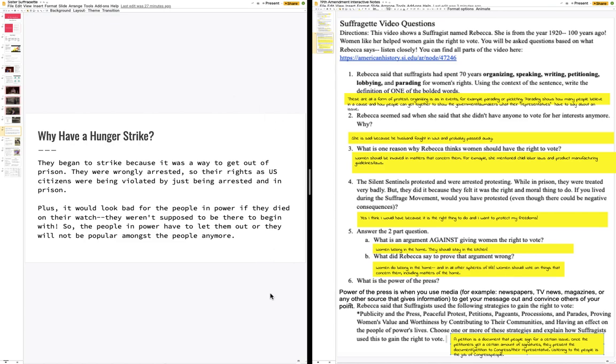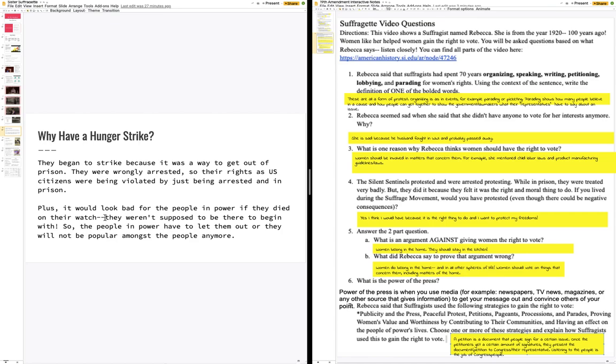So why have a hunger strike? Why would these women, after protesting and being arrested, why would they want to strike? Well, they began to strike because they thought that they could get out of jail. So if we don't eat, if we starve ourselves, then they'll have to let us out.